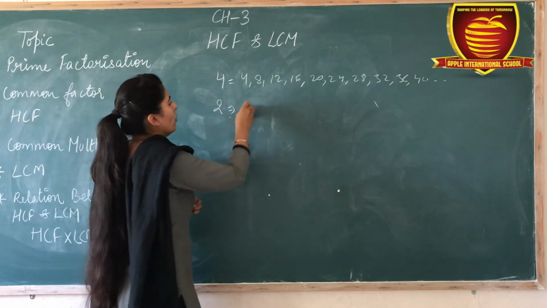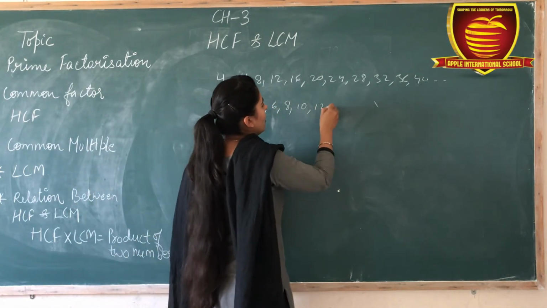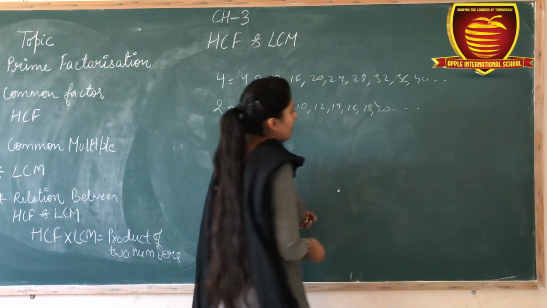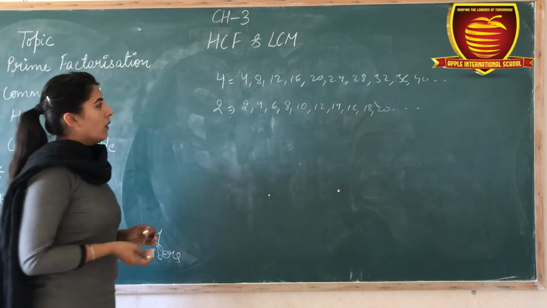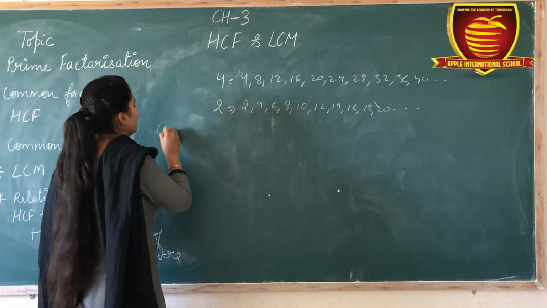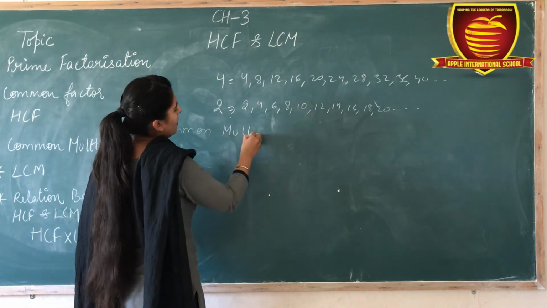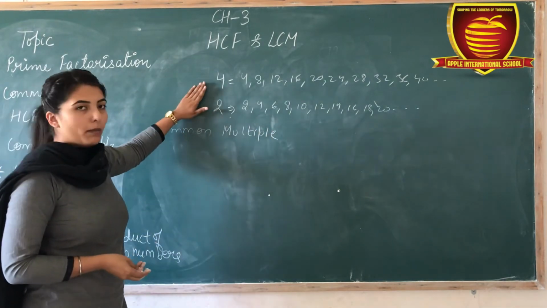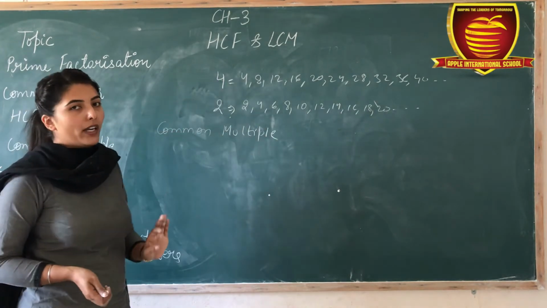Similarly for 2: 2, 4, 6, 8, 10, 12, 14, 16, 18, 20 and so on. So these are all the multiples of 2. Now we have to write down the common multiples. Here we have done the multiples of 4 and 2. Now we have to find out the common multiples of 4 and 2.